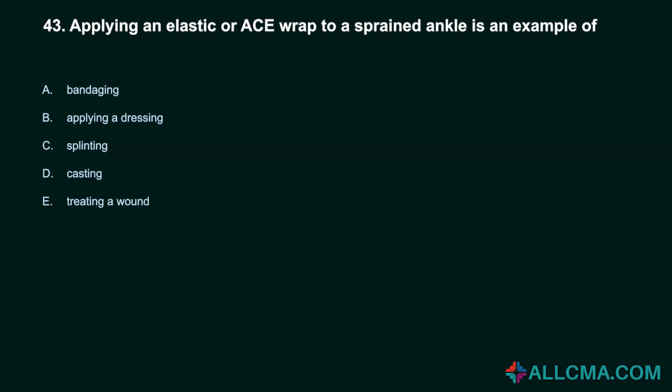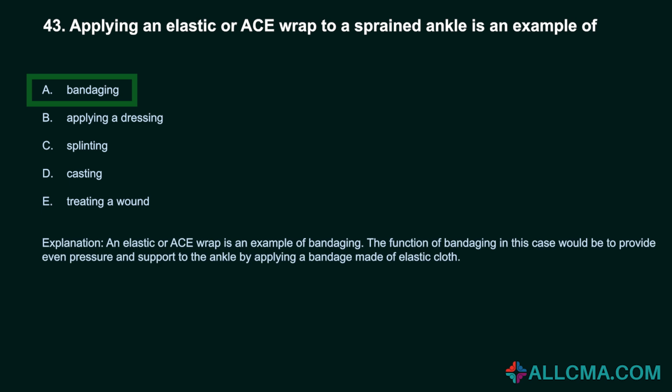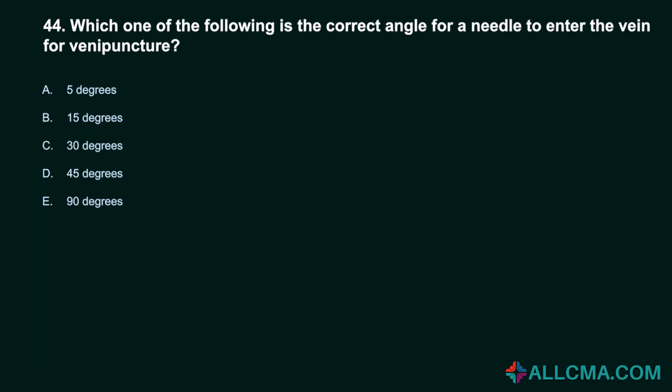43. Applying an elastic or ACE wrap to a sprained ankle is an example of: A. Bandaging. B. Applying a dressing. C. Splinting. D. Casting. E. Treating a wound. Correct answer: bandaging. An elastic or ACE wrap is an example of bandaging. The function of bandaging in this case would be to provide even pressure and support to the ankle by applying a bandage made of elastic cloth.